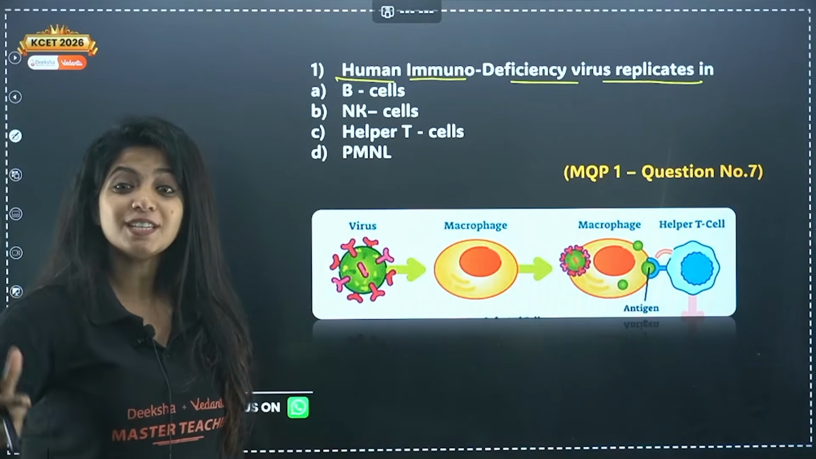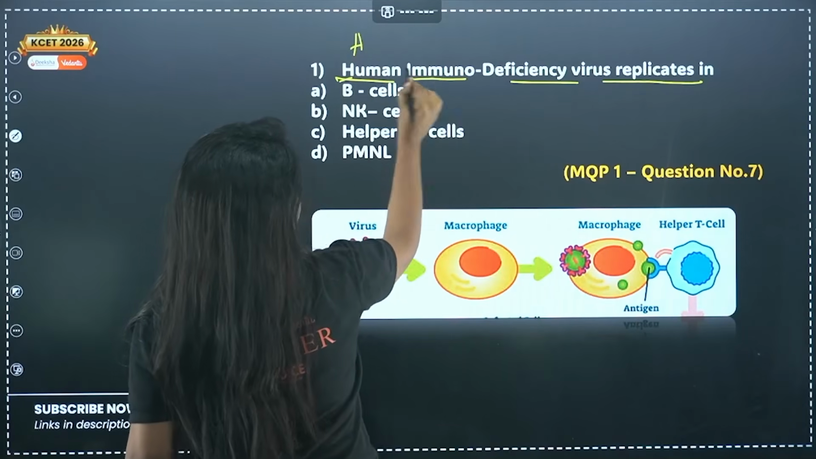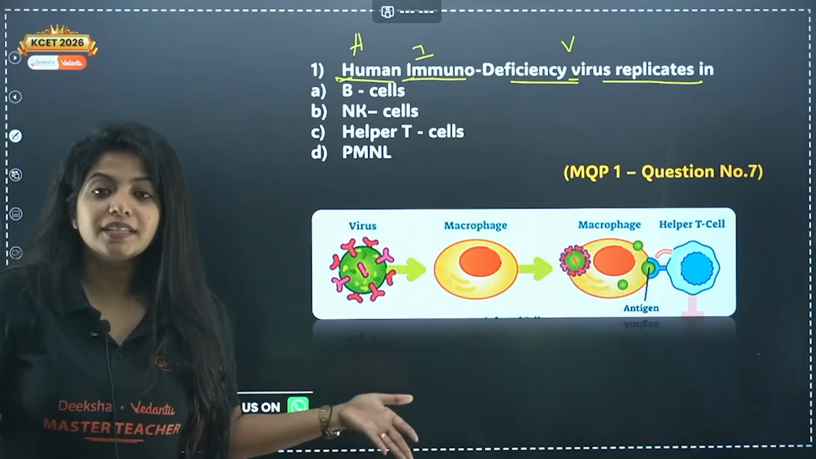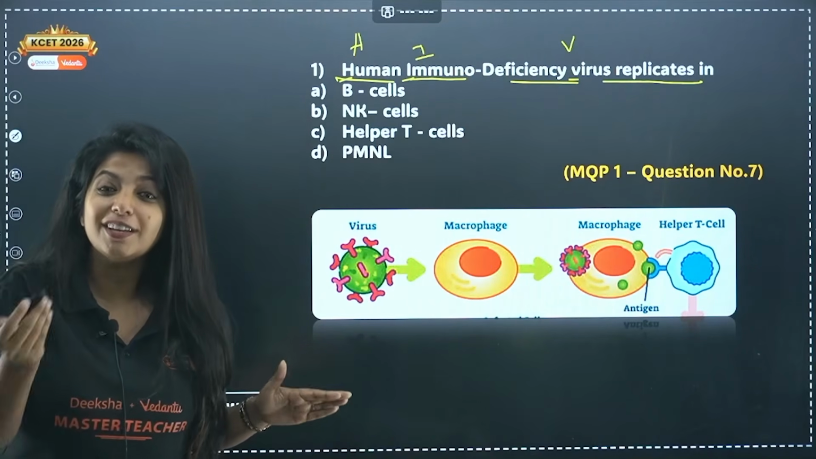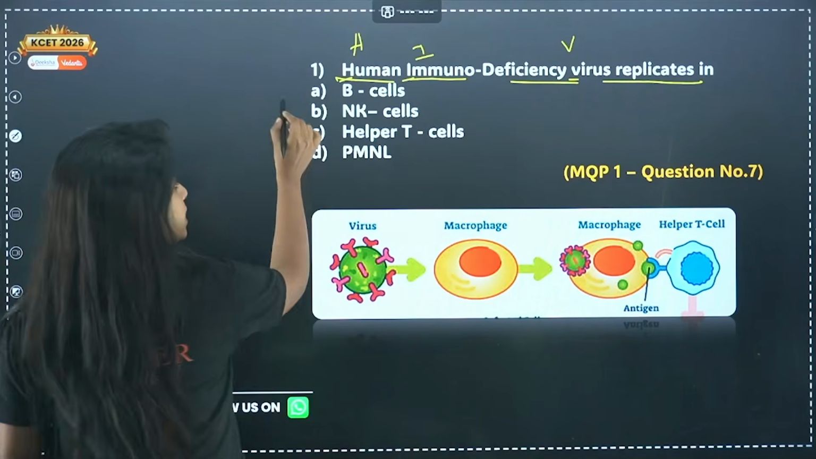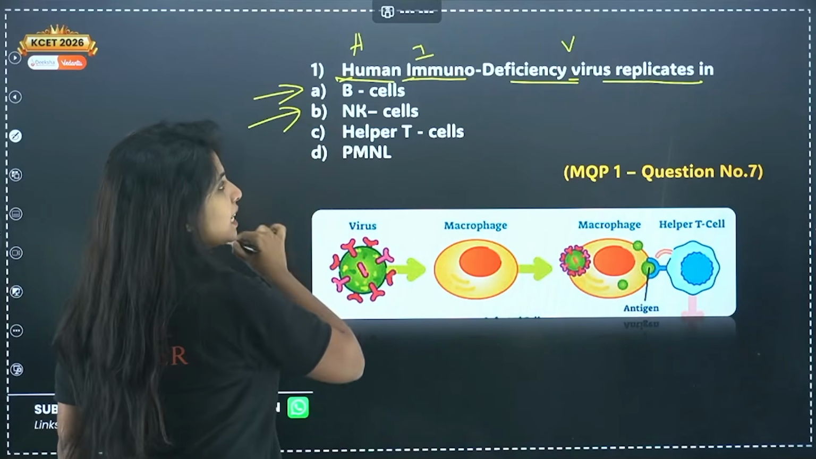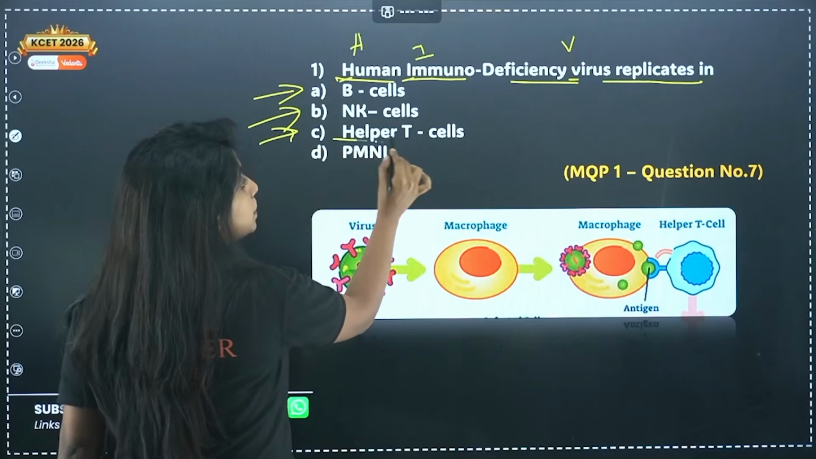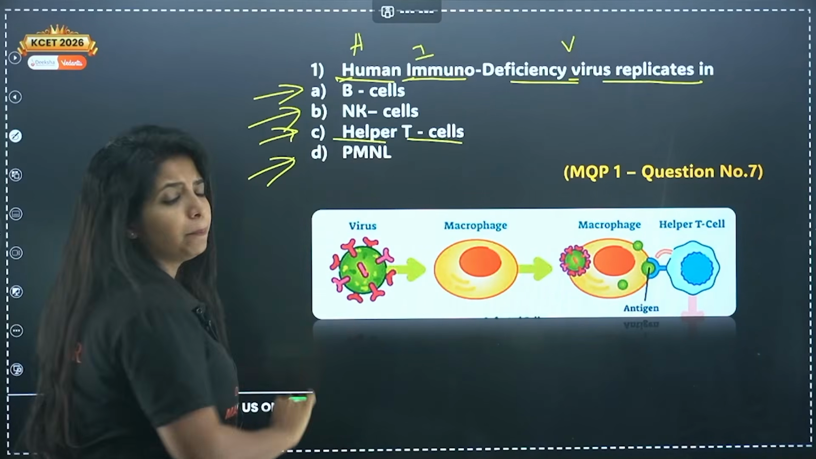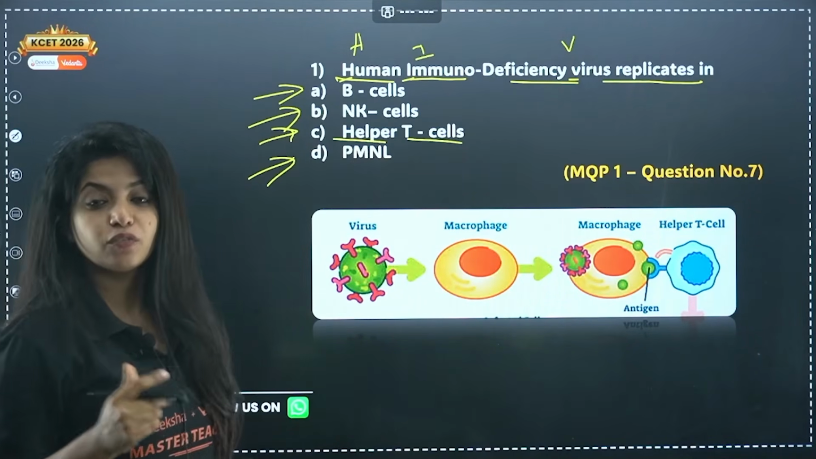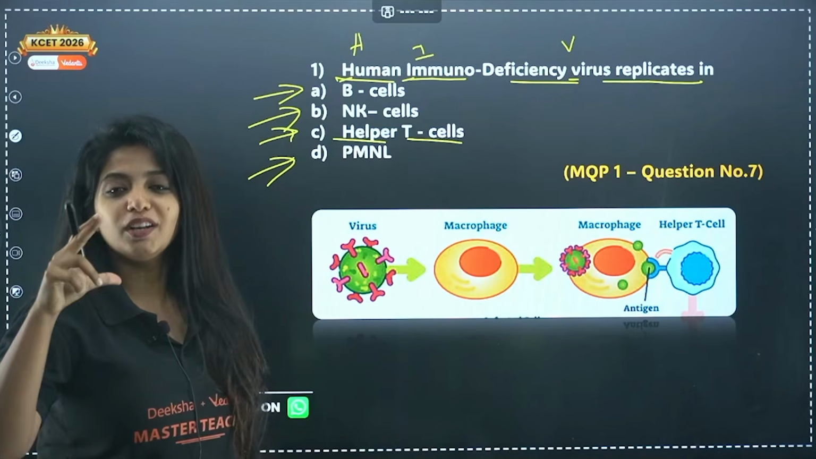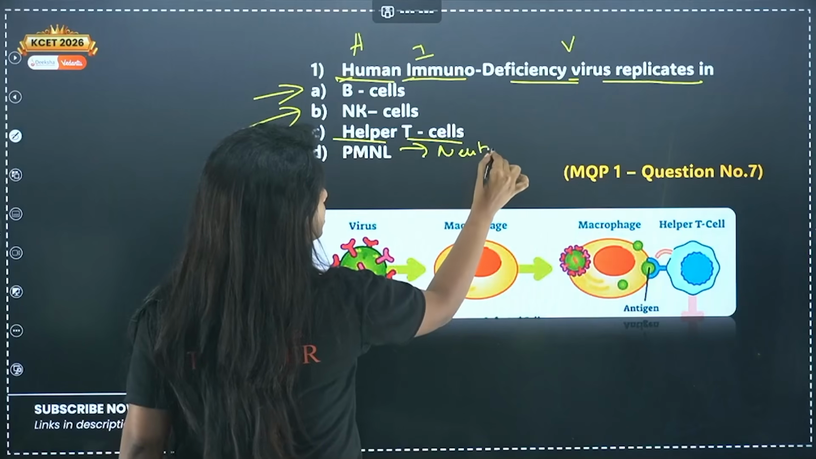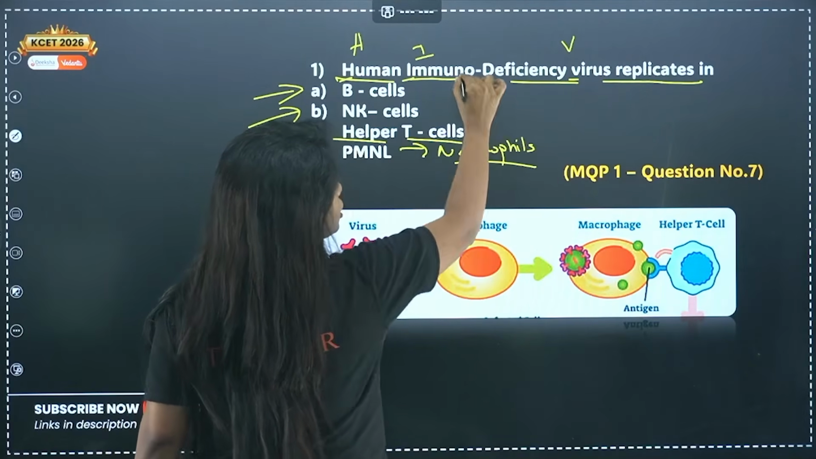Starting with the 1-marker questions: human immunodeficiency virus replicates in. Human immunodeficiency virus means you are talking about HIV. HIV virus, where does it replicate inside our body? Where does it increase its number inside our body? Is it inside the B lymphocytes or NK cells? NK cells means natural killer cells. Or is it inside the helper T lymphocytes? Or is it inside the PMNL? PMNL stands for polymorphonuclear leukocytes. These are one such type of WBCs. You also call them neutrophils. So where does HIV virus replicate?